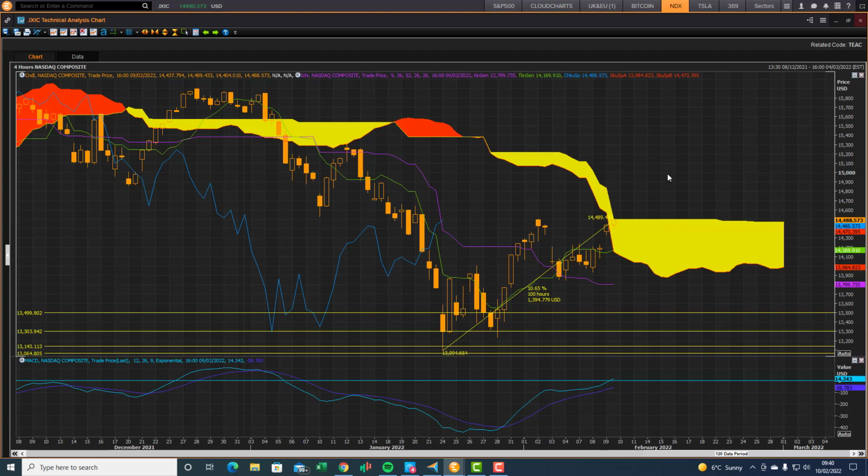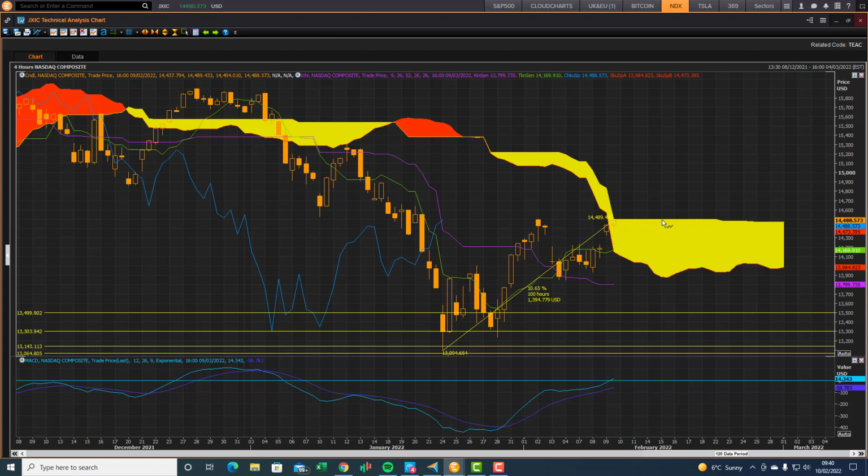From an Ichimoku cloud chart perspective, if the market's trading below this cloud chart level here, then that's bearish. If the market trades above the Ichimoku cloud, that's ultimately bullish. So we have a critical stage where the outlook can change from bearish to bullish on the 4-hour Ichimoku cloud.